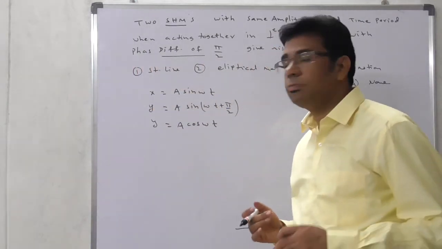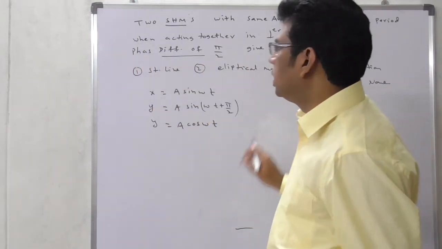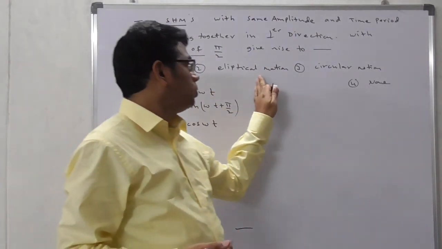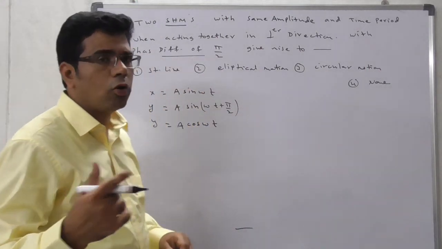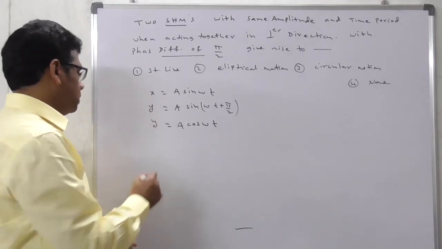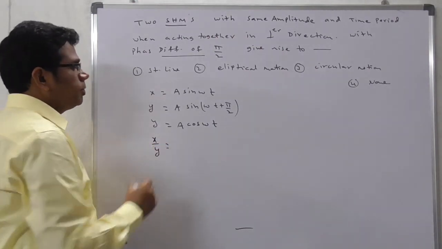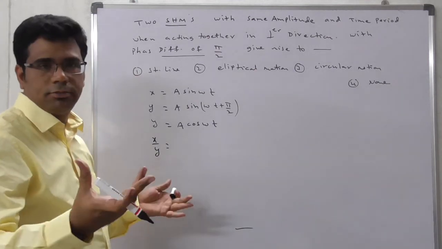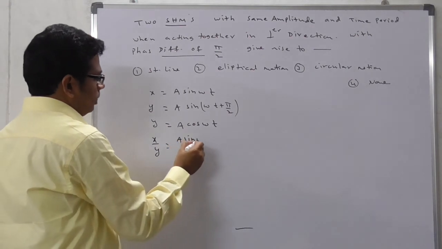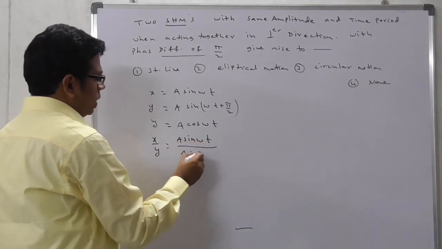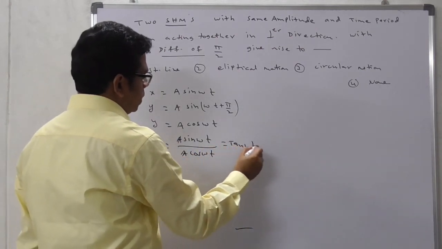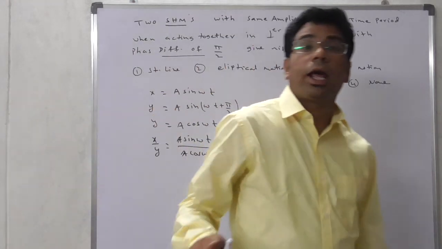Here we have to get the relation between X and Y. By observing that, we can conclude whether they move in a straight line, in elliptical motion or in circular motion. So try to get the locus, the equation in X and Y. Here we can do X by Y. We have to solve it. So what is X by Y? A sin omega t by A cos omega t. A and A get cancelled. We can write tan omega t. X by Y is equal to tan omega t.